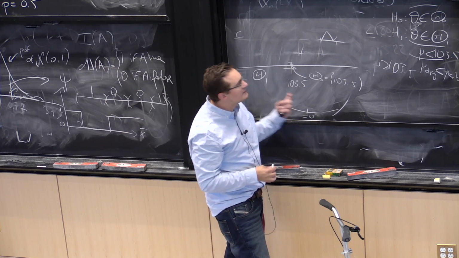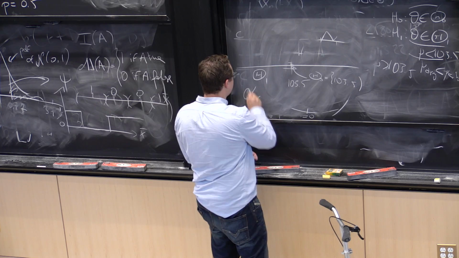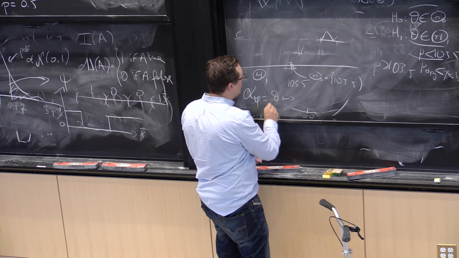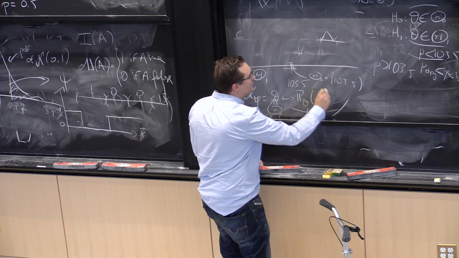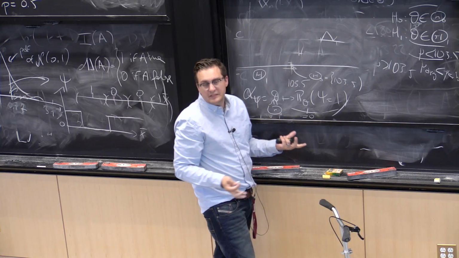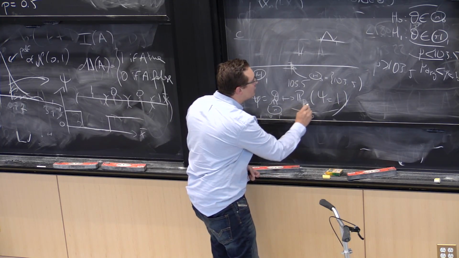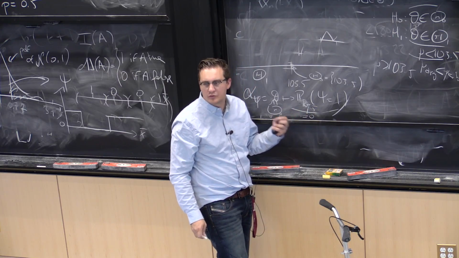Now here, in this case, it's actually easy. I need to compute this function alpha of psi, which maps theta in Theta 0 to P theta of psi equals 1. So that's the probability that I reject when theta is in H0. Then there's only one of them to compute because theta can only take this one value. So this is really 103.5. Okay, so that's the probability that I reject when the true mean was 103.5.